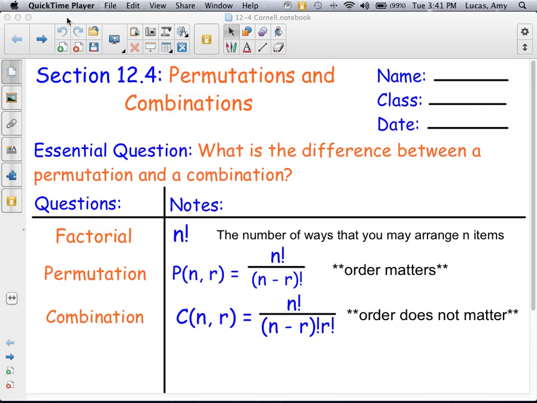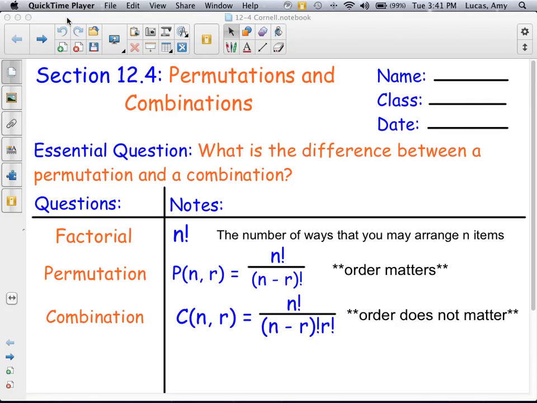The numerator, the top of the fraction, you see is just n factorial. So the number of items you have, that factorial. But the denominator, you subtract your 2 numbers, n minus r, and then take the factorial, and then you'll actually divide your fraction at the end to get your answer for how many different ways you could arrange them.